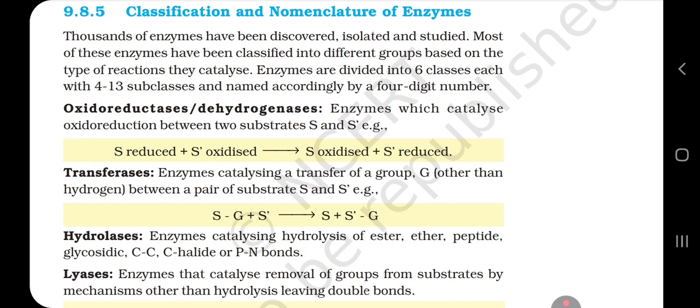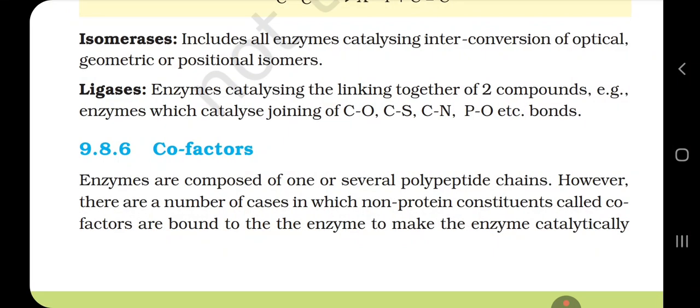Hydrolases are enzymes catalyzing hydrolysis of ester, ether, peptide, glycosidic, C-C, C-halide or P-N bonds. Lyases are enzymes that catalyze removal of groups from substrates by mechanisms other than hydrolysis, leaving double bonds. Isomerases include all enzymes catalyzing interconversion of optical, geometric and positional isomers.